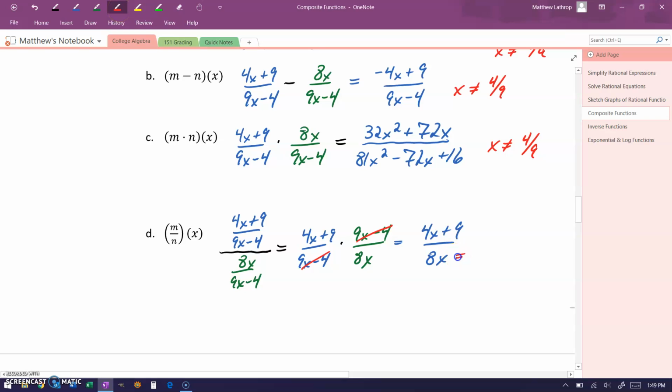We need to make sure this resulting function doesn't have a 0 in the denominator, meaning x cannot be equal to 0. And then even though it's not specific for this final function, since 4/9 was a restricted value in the original two functions, we also have to include that restriction that x can't be equal to 4/9.